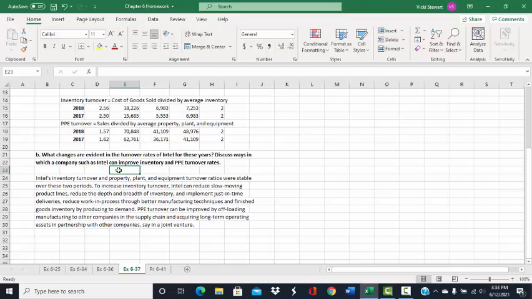Another thing, they might want to reduce the depth and the breadth of their inventory. So what does that mean? The depth is the amount of inventory items in a category that they carry, and the breadth is the number of different items. So specialize in those items that really sell and don't carry large amounts of inventory items.